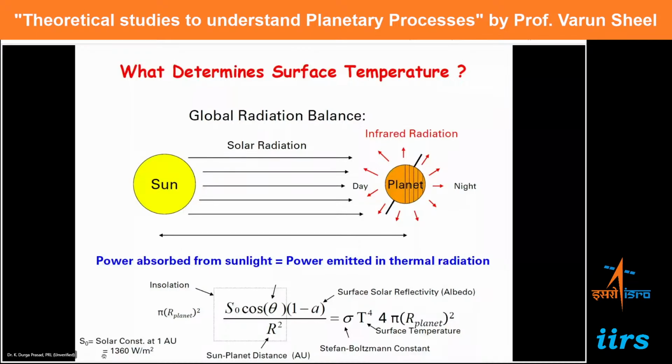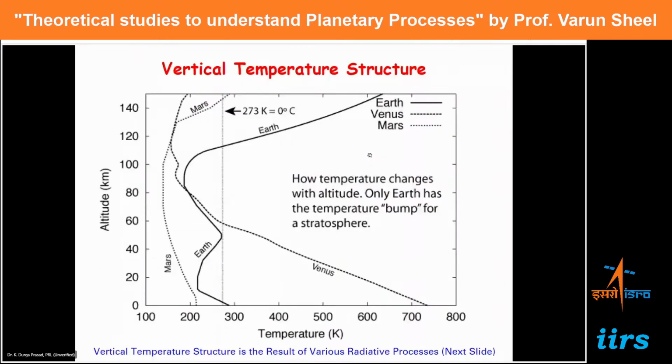If there were no atmosphere or any gases present, the solar radiation would reach the surface and heat it, and we would see a surface temperature corresponding to around 400 Kelvin. But on Earth, it is not the actual temperature. Why is it so? It is because Earth has an atmosphere, and the atmosphere has a capability to absorb a part of solar radiation. I'll come to those details next.